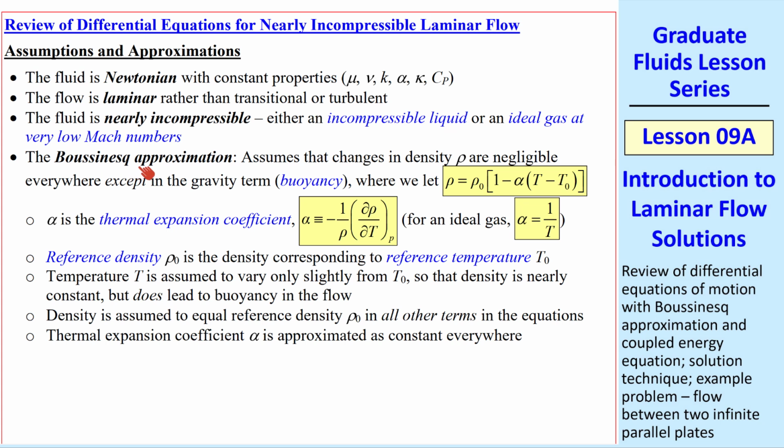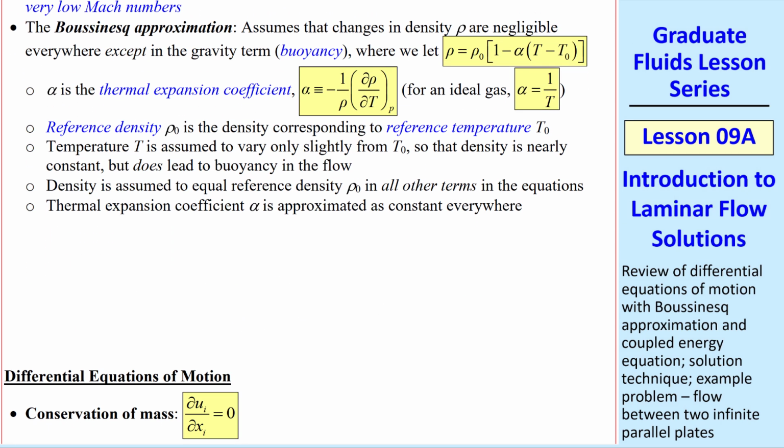We'll sometimes apply the Boussinesq approximation, where, as you recall, density is constant except in the buoyancy or the gravity term. This is our equation for density, where alpha is the thermal expansion coefficient. Rho naught is the reference density at a reference temperature. With the Boussinesq approximation, temperature varies only slightly, so that we have buoyancy, but density is constant everywhere else in the equations, namely rho naught. We also assume alpha is constant.